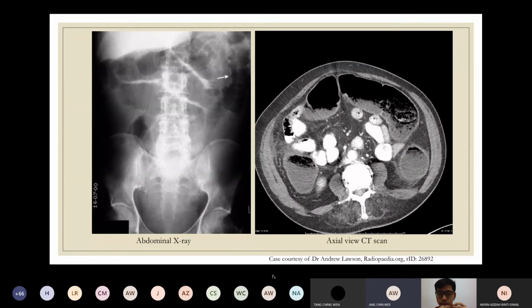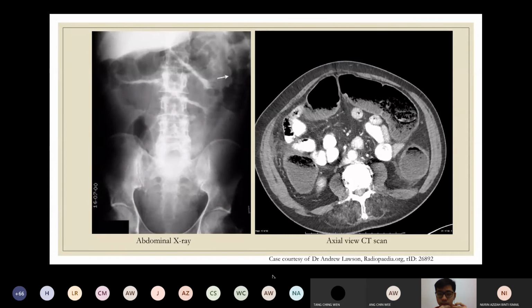If 100 patients with perforated viscus have an erect chest X-ray, how many of those 100 patients would have air under the diaphragm? It's well published in the literature. You have to know all these numbers and figures.